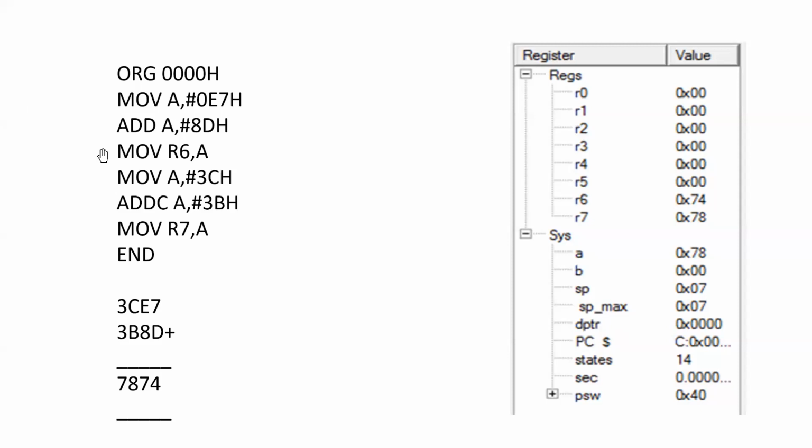What is the program now? I am going to add 3CE7 plus 3B8D. I am getting one result. I have to store my lower order byte in R6 register and higher order byte in R7 register. So please kindly explain this. Explain, ma'am. Move A comma hash.